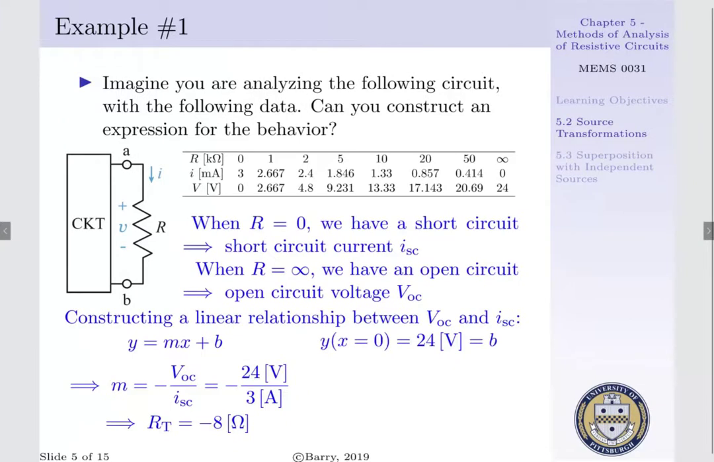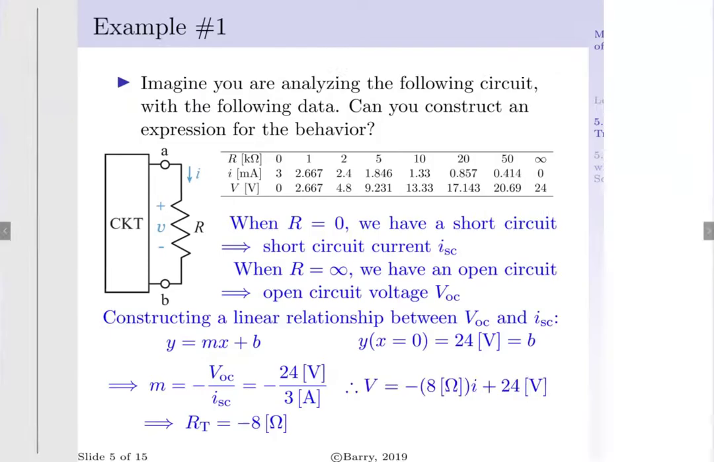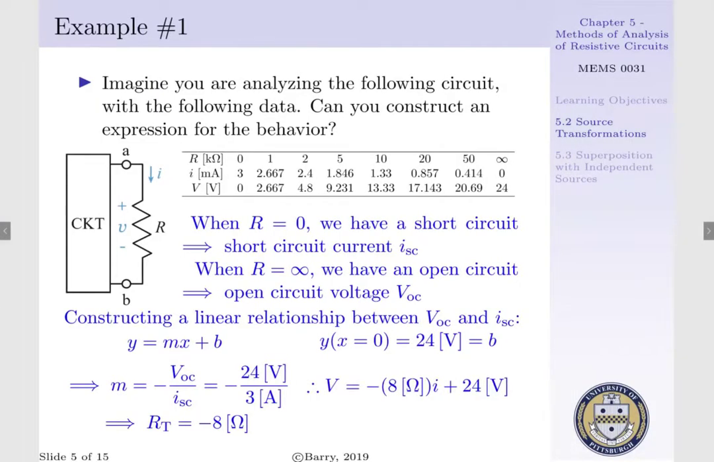Now, to determine our y-intercept, we set our current equal to 0, i.e. x, and solve for y. We see when our current is equal to 0, our output voltage is 24 volts, which is equivalent to our open circuit voltage, which takes the placeholder variable V. Such that if we construct an expression for our voltage, we'd have minus 8 ohms times our current plus 24 volts. Or in terms of our Thevenin resistance and open circuit voltage, we have the following: our voltage potential across our resistor would be equal to the negative of our Thevenin resistance times our current plus our open circuit voltage.